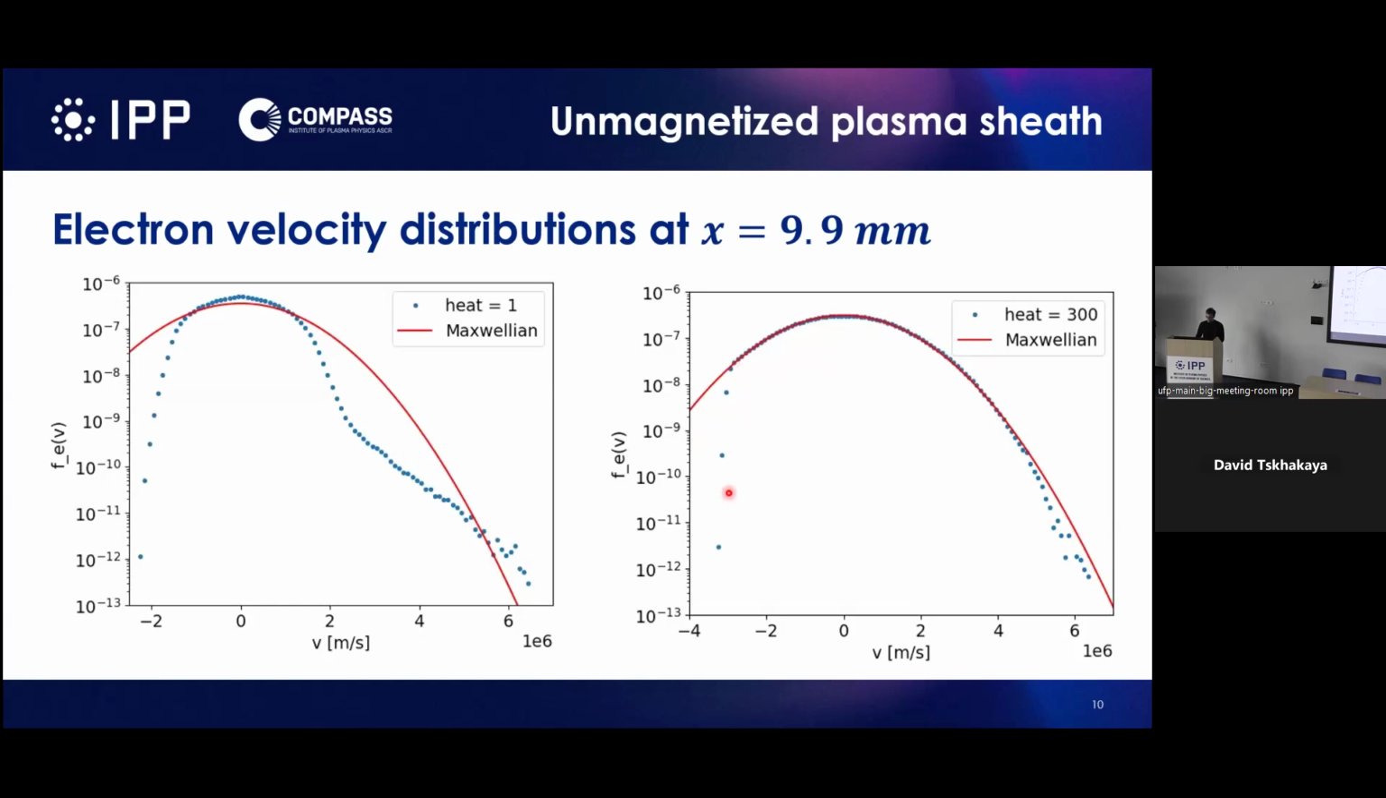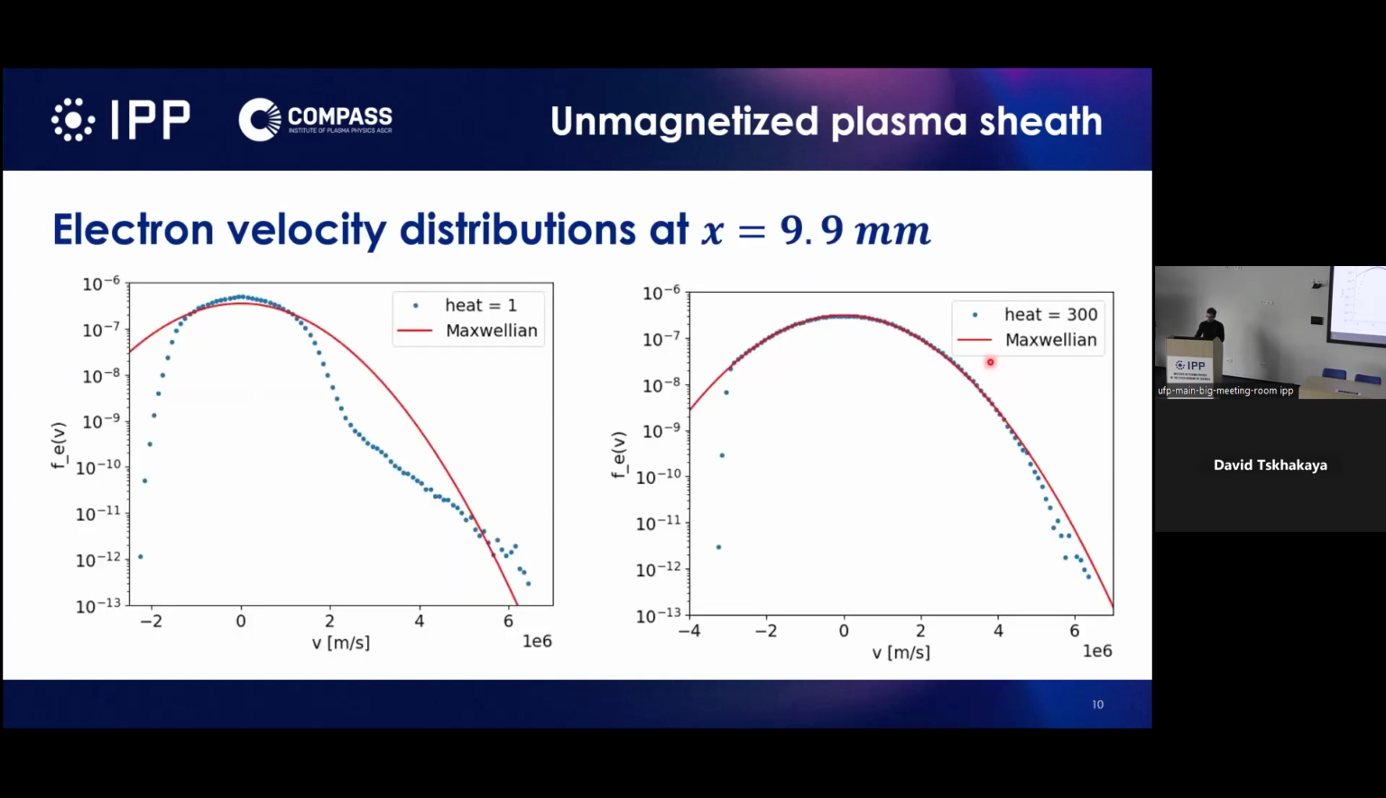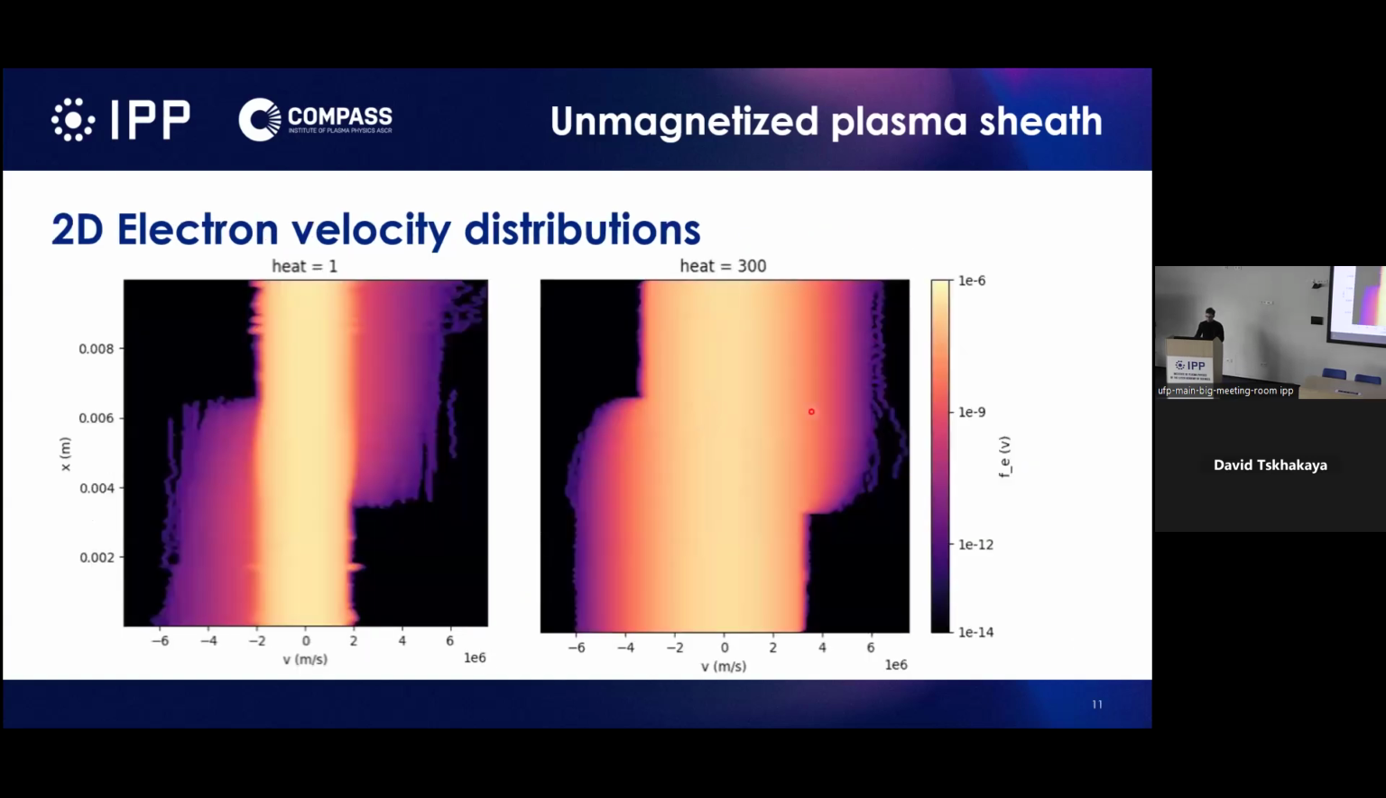Because if you remember, here close to the wall, we don't actually have any source of electrons, which means in principle, we should just have the electrons going towards the wall. So this backwards going part of the distribution is actually reflected by the plasma sheath potential. And these higher velocity electrons don't get reflected because they overcome the potential drop and get absorbed by the wall. And we can just observe the same thing on 2D distribution functions.